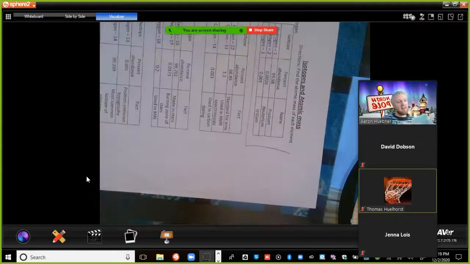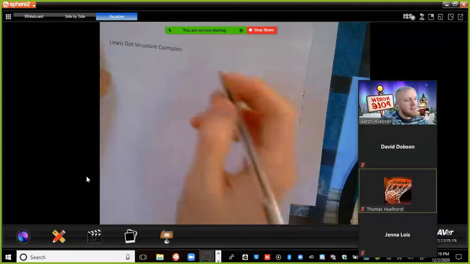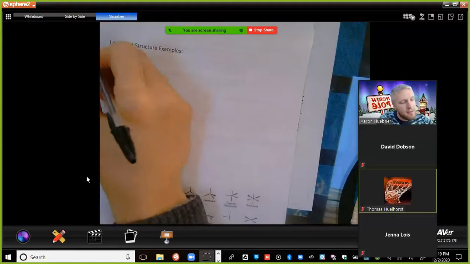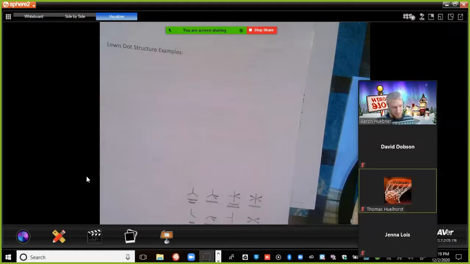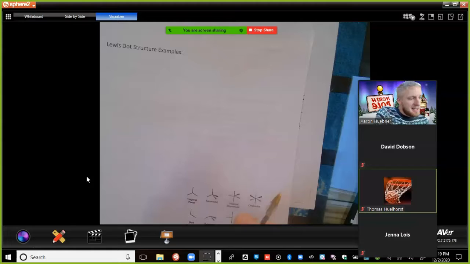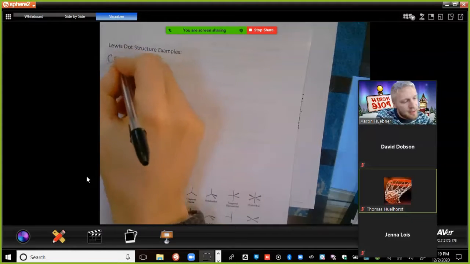Taking a page backwards, we've got a whole bunch of examples. Let's start with linear. Let's put one right there. Okay, where are we? CO2. So we've got CO2. Here's an example.